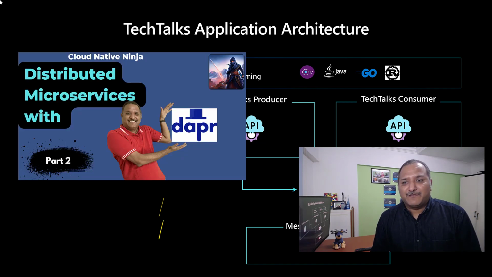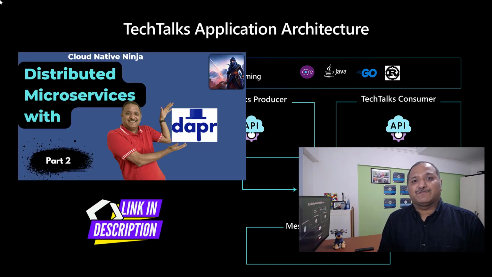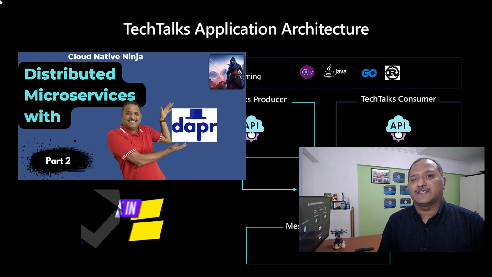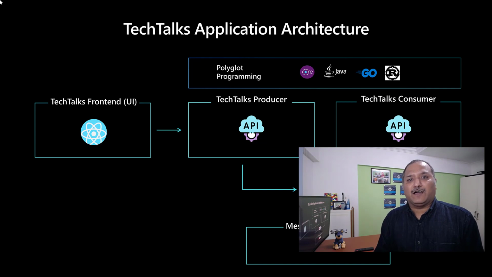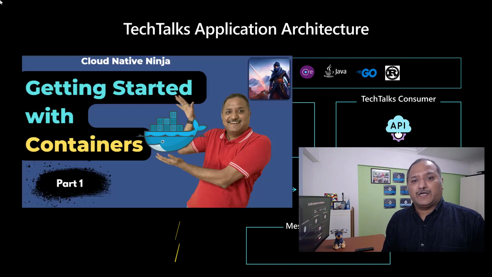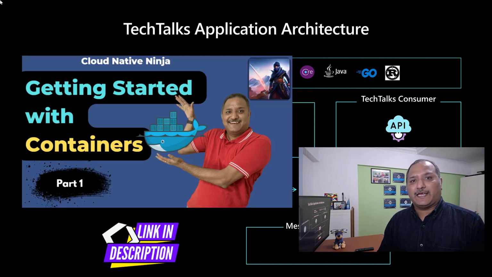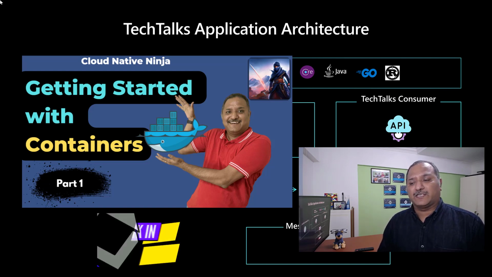In the previous part, we started building the application and we built two services. One is the TechTalks producer and the other one is the TechTalks consumer, using .NET Core as our preferred programming language. We also looked at Dapr, which is an event-driven open source project which allows us to build microservices and to interface with various different components. In the first part, we also looked at how we can create RabbitMQ on our development environment without installing any software related to RabbitMQ, using Docker.